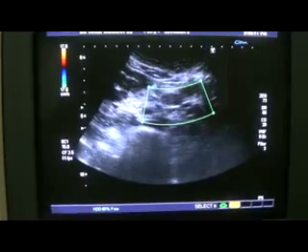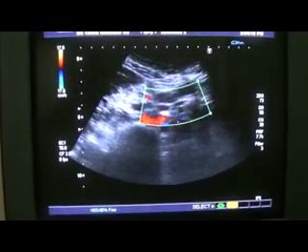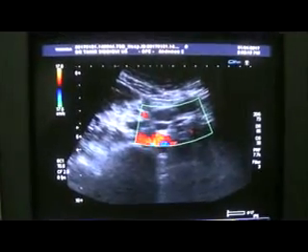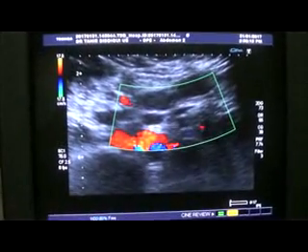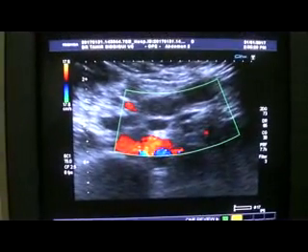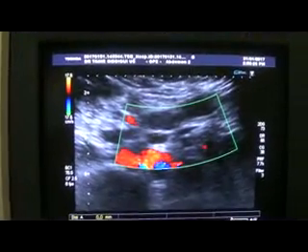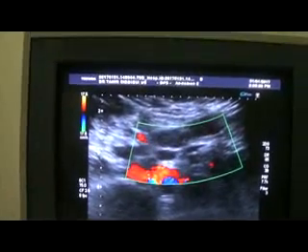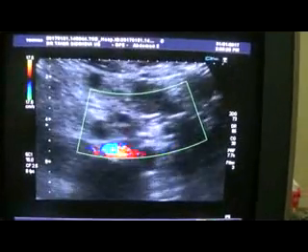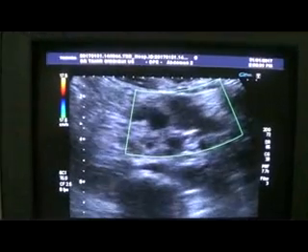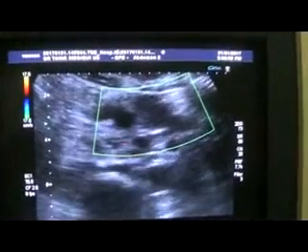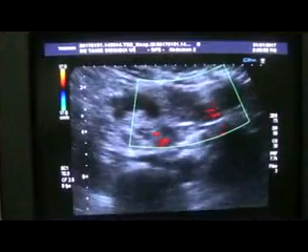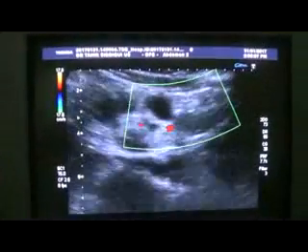Now you see these are two lymph nodes that I am going to show you with Doppler. Two lymph nodes, 1, 2, 3. So these are all lymph nodes, well demarcated, hypoechoic, rounded areas.